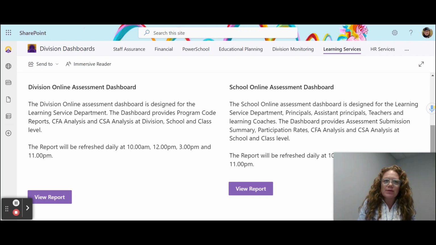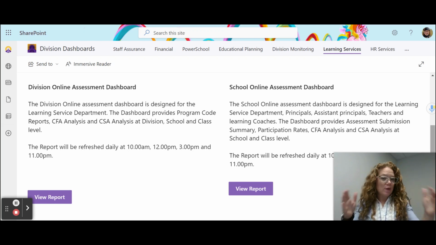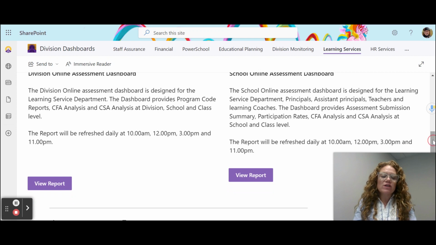assistant principals, and learning coaches, you're going to have access to the data for each classroom, for the grade as a whole, and then the school as a whole. All right, so a little bit of a different access level there. Now, this data, of course, is refreshed continually at 10 a.m., 12 p.m., 3 p.m., and 11 p.m. each day. So let's actually take a look at the data just by going to View Report.